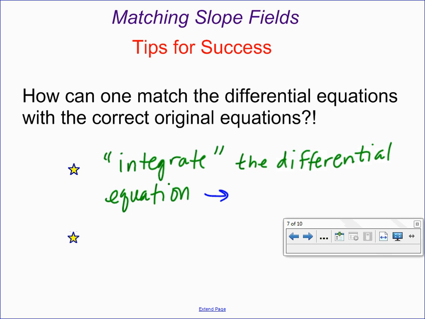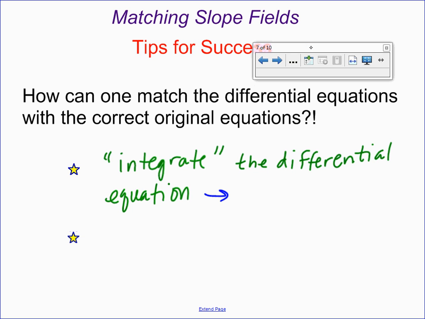There are several of these differential equations on your matching activity that are not separable, so you won't be able to use this as an option. But if it's separable, then we can separate and solve to find the general solution. That would involve integration. I'm writing integration because that's an inverse operation we know from the fundamental theorem of calculus for differentiation.